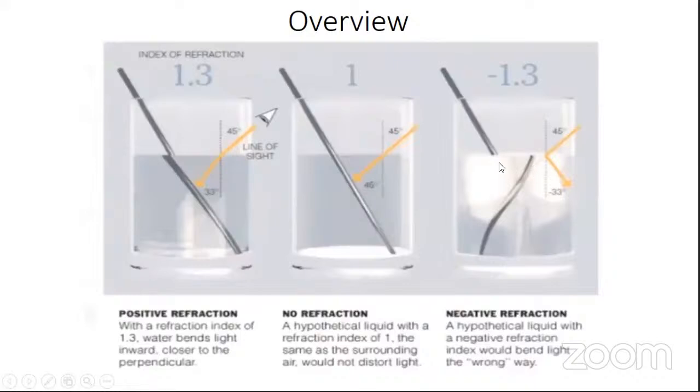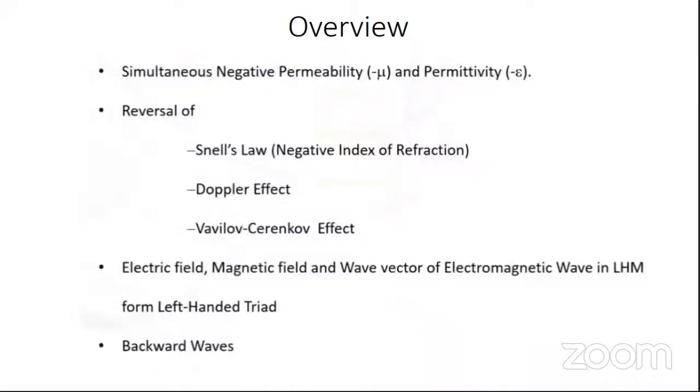This is the backward wave. That means the vector direction is exactly opposite to that of figure A. That's the reason we have a backward propagating wave when there is a negative refraction or negative refractive index.